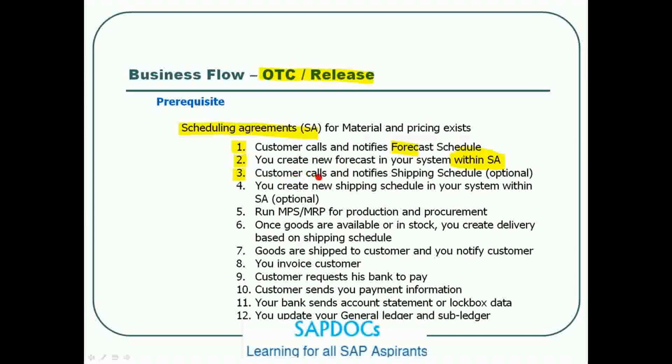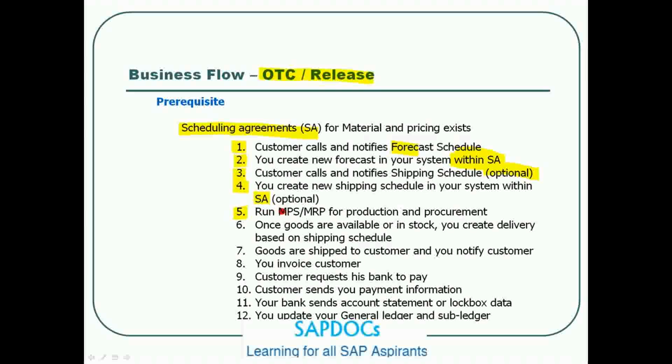Task 3, the customer calls and notifies the shipping schedule, and it's optional. Some customers will use this shipping schedule. They're going to give you the shipping date, or they will tell you to use the forecast dates as the shipping dates. Task 4, you create the new shipping schedule in your system within the scheduling agreement.